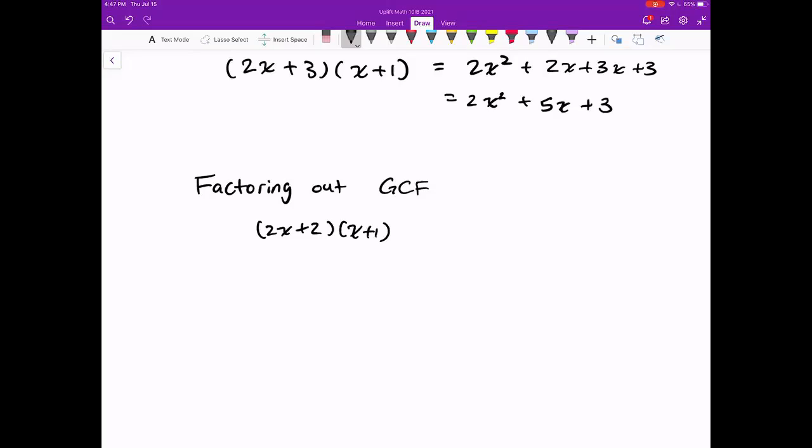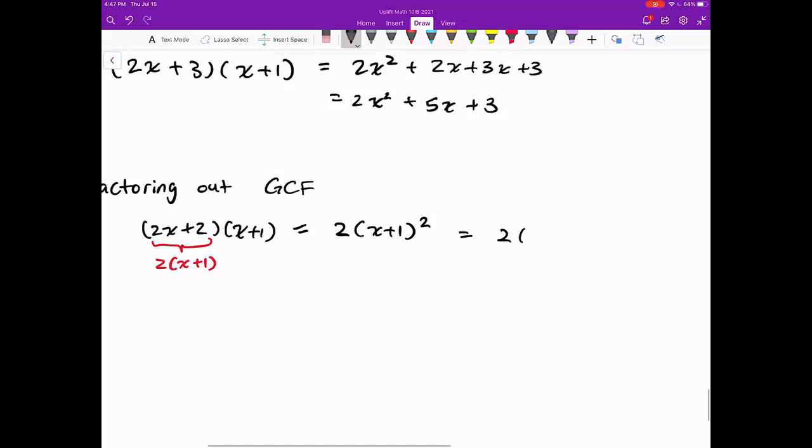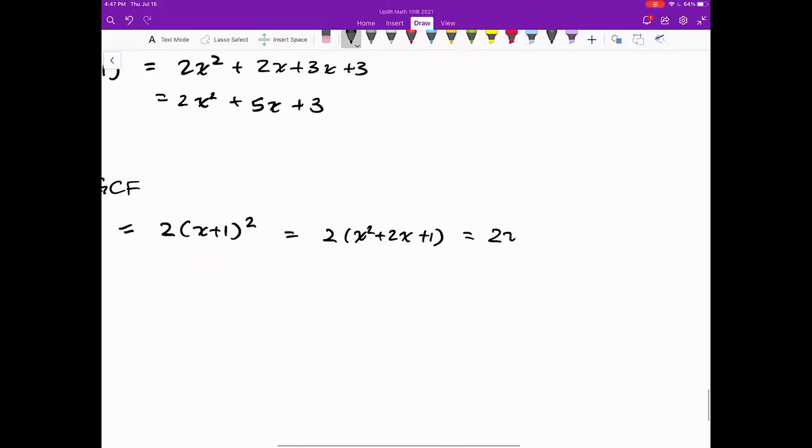So this was kind of a bad example for that type of problem, because in this case, we realized that in the first binomial, each of the terms has a greatest common factor of 2. So what we could do is divide that entire binomial by 2 to get 2 times x plus 1. That'll make the expression really easy to solve. So we have 2 times (x plus 1) squared. Then we could use the squared binomial formula that we remember, and we get 2 times x squared plus 2x plus 1. And we can then multiply the 2 into each of the terms.